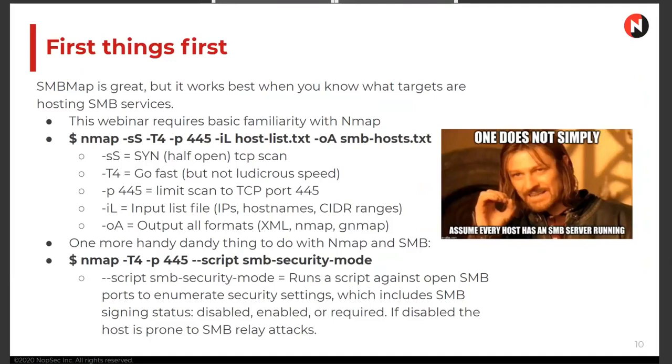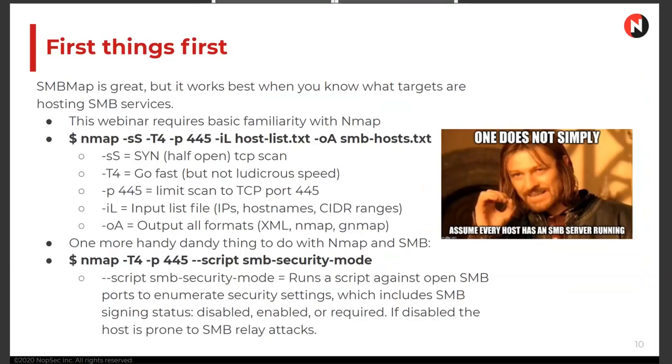Do a SYN scan, make it a little bit fast, search for port 445, input your list of IPs that'll be representative of whatever the subnets are in your internal network, and then finally output all of it, which just means output to XML, Nmap, and GNmap. GNmap in this case is pretty much the easiest to filter out which IP addresses are going to be hosting 445. You just grep 445/open, and you got the list.